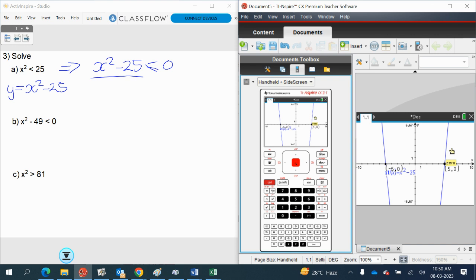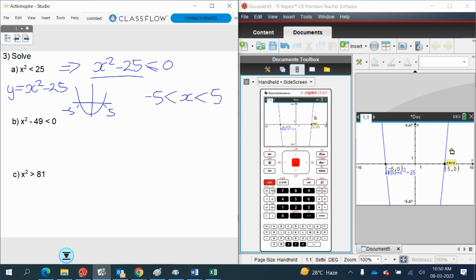So from minus 5 up until 5, the graph will be below the x-axis, meaning the value of the expression, x squared minus 25, is less than 0. So this gives us a graph that looks like this. It goes through here at 5, it goes through here at minus 5. So the solution is that it needs to be between these two values, and we get our solution.